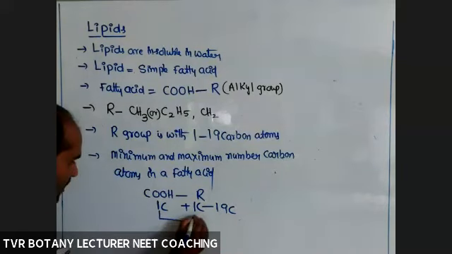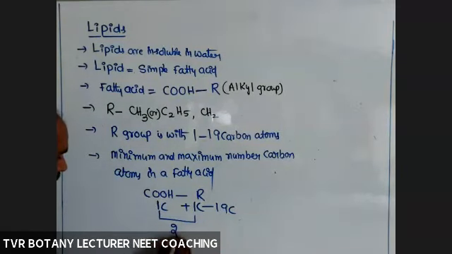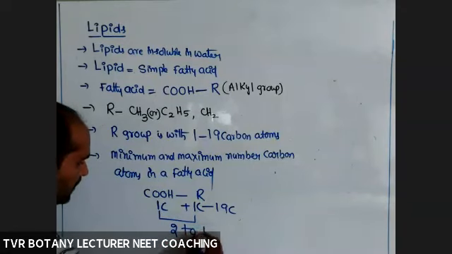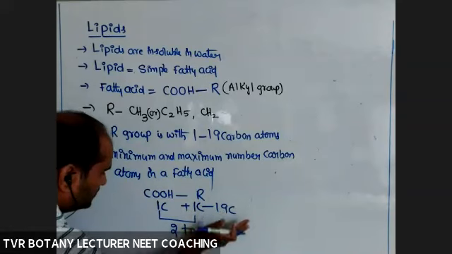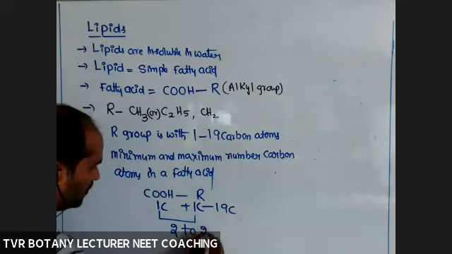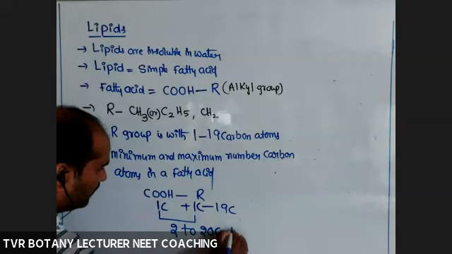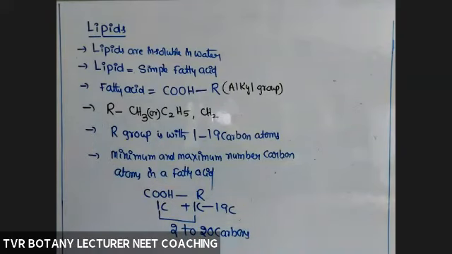So the minimum number of carbon atoms is 2, to 19, sorry, wait, 2 to 20 carbons possible. This part is very, very important. For the NEET examination, they will ask that question: what about the minimum and the maximum number of carbon atoms present in that fatty acid?